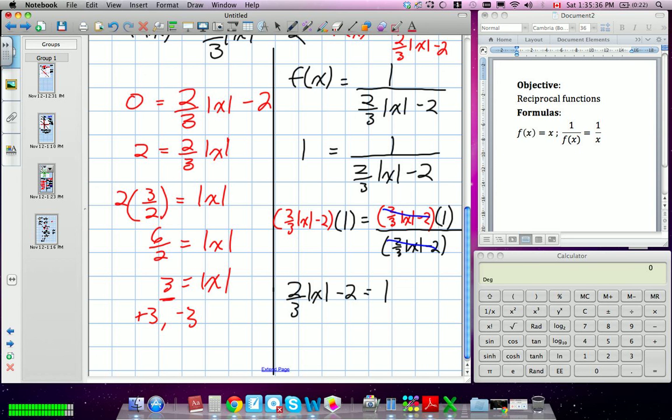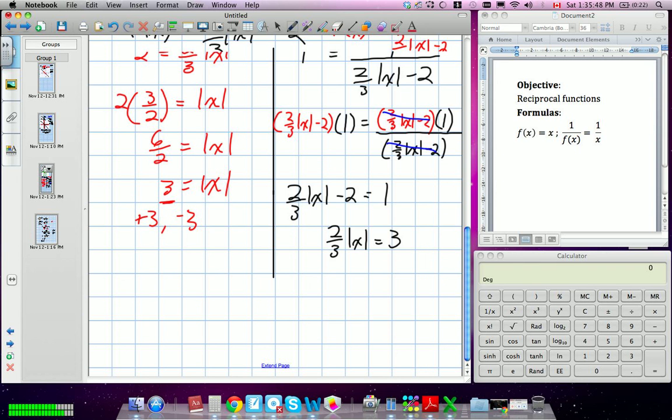We move the 2 to the other side, it becomes positive, so we have 2 over 3 absolute value of x is equal to 3. That makes sense? Okay, and now we have to move this fraction over. Same idea, it flips again. So we get the absolute value of x is equal to 3 times 3 over 2. And we get, our x values are going to be 9 over 2 or 4.5. Okay? Our x values are going to be 4.5.